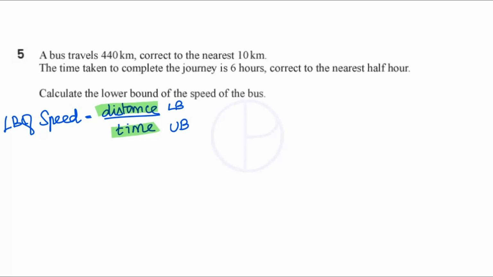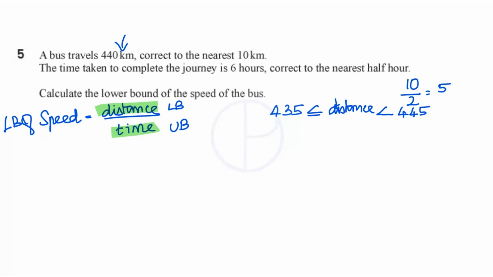So the bus travels 440 kilometer, correct to the nearest 10 kilometer. The degree of accuracy is 10 here, so 10 divided by 2 is 5. So the error interval for 440 is 440 minus 5, which is 435, less than or equal to the distance value, less than 440 plus 5, so 445.